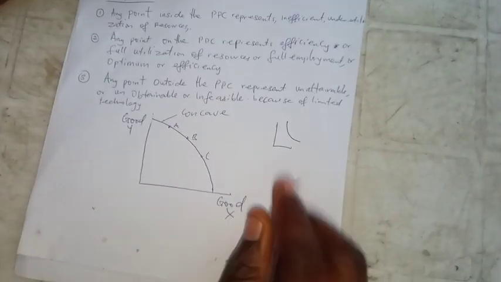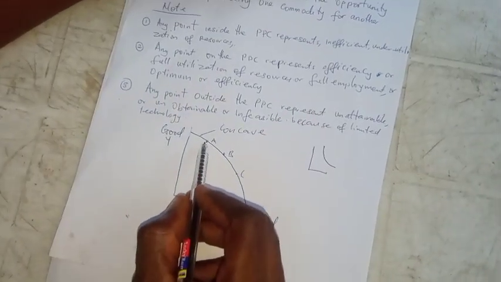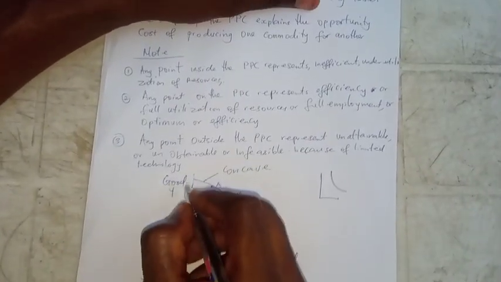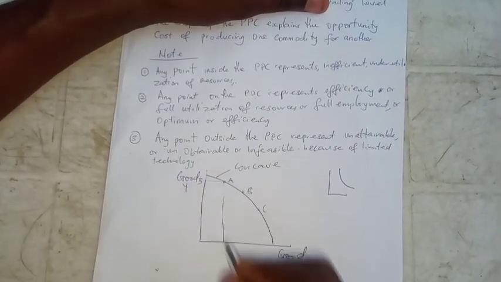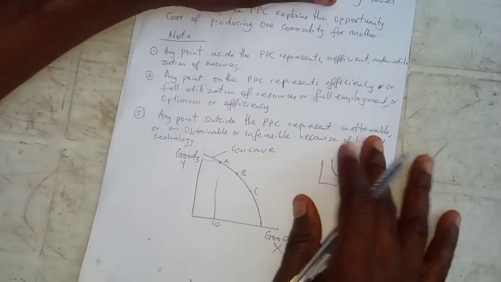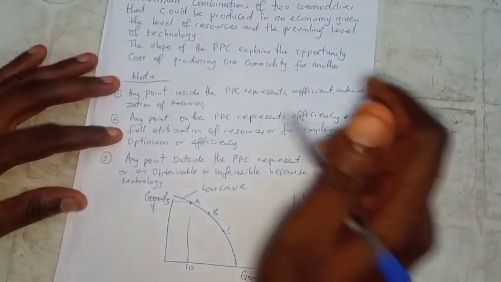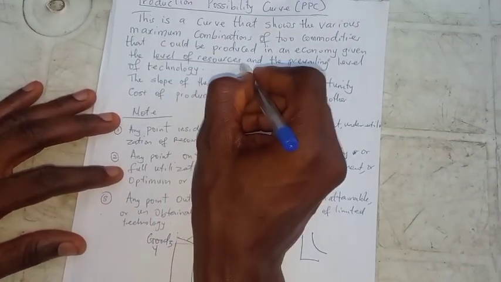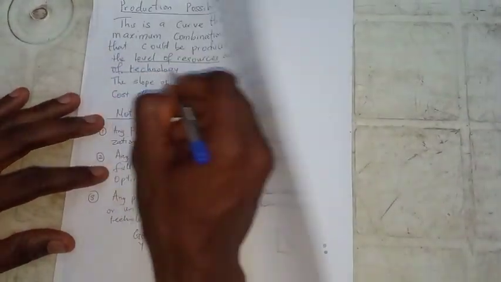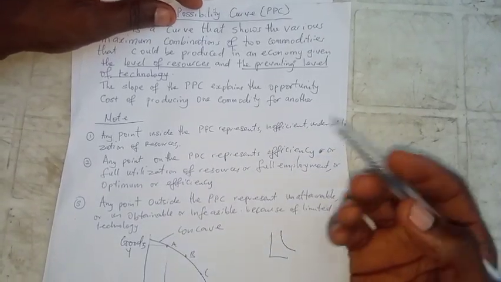So this curve is showing the maximum combination of these two commodities that could be produced in an economy. Say good Y is 5 and the quantity of good X is, let's say, 10. So the curve is showing various maximum combinations, and we have to consider the level of our resources, the factors of production to be used, and the prevailing level of technology. Are we using cutlass and hoe, or are we using advanced technology to carry out the production?